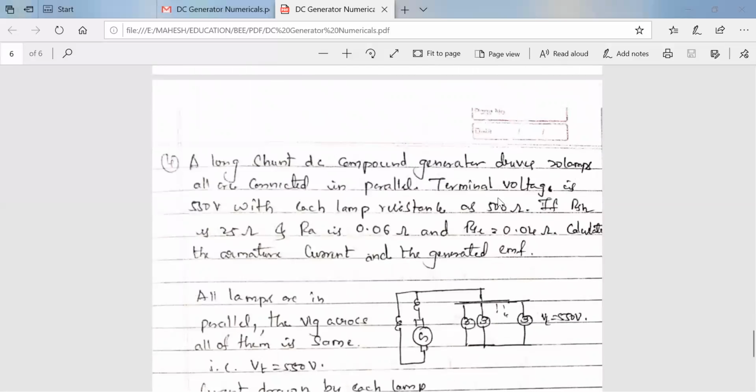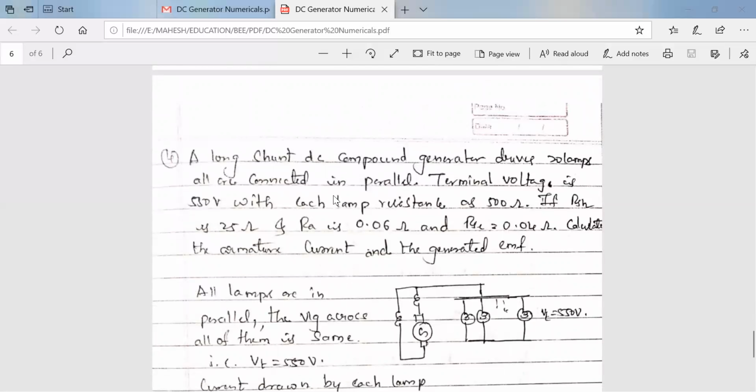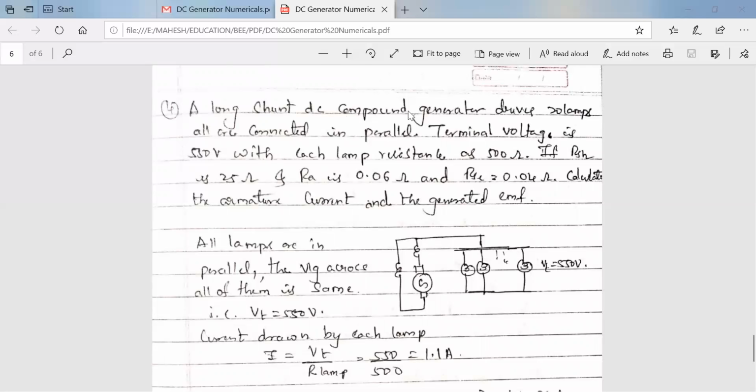And next one, it is based on number of lamps. So a long shunt DC compound generator. It is going to drive 20 lamps and all are connected in parallel. Terminal voltage he has given 550 volts and each lamp resistance is given, that is 500 ohm. Rsh is 25 ohm and Ra is 0.06 ohm and Rsc is 0.04 ohm. So calculate the armature current and the EMF generated.